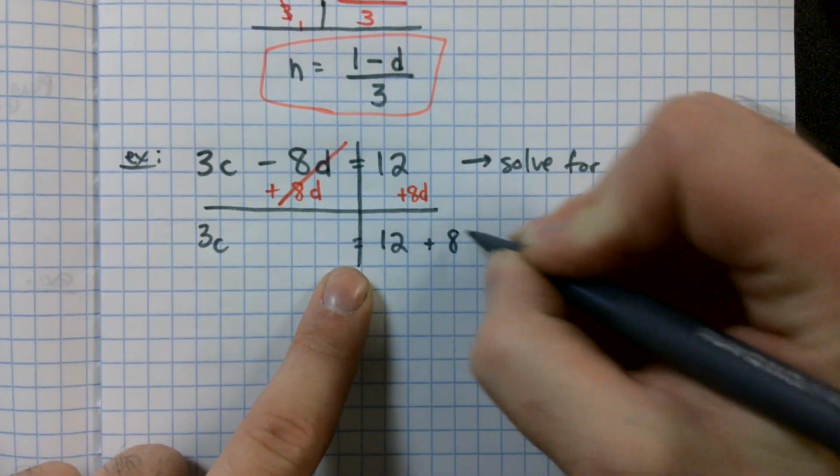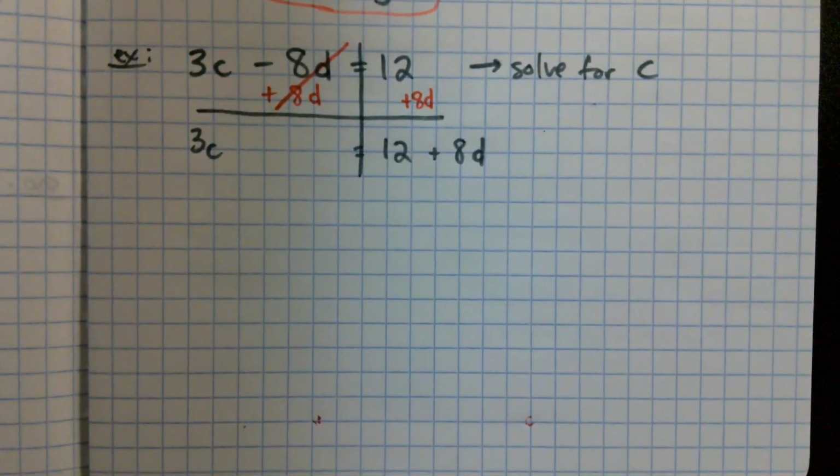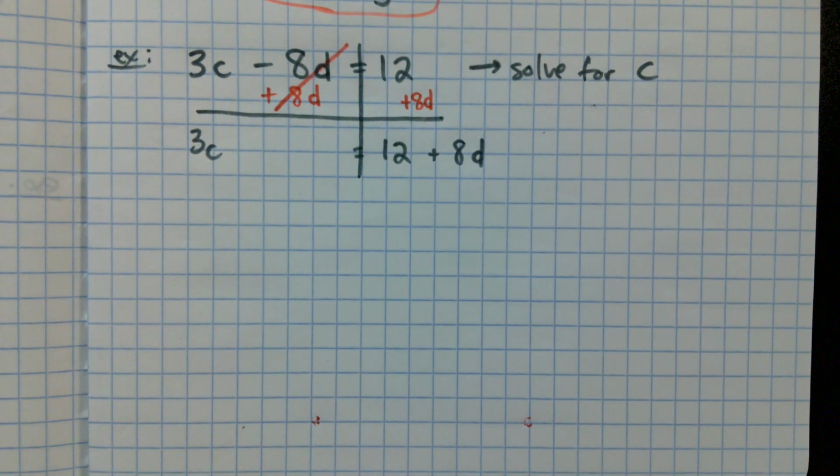12 plus 8d. Bro, these numbers are about to be so. They're easy.